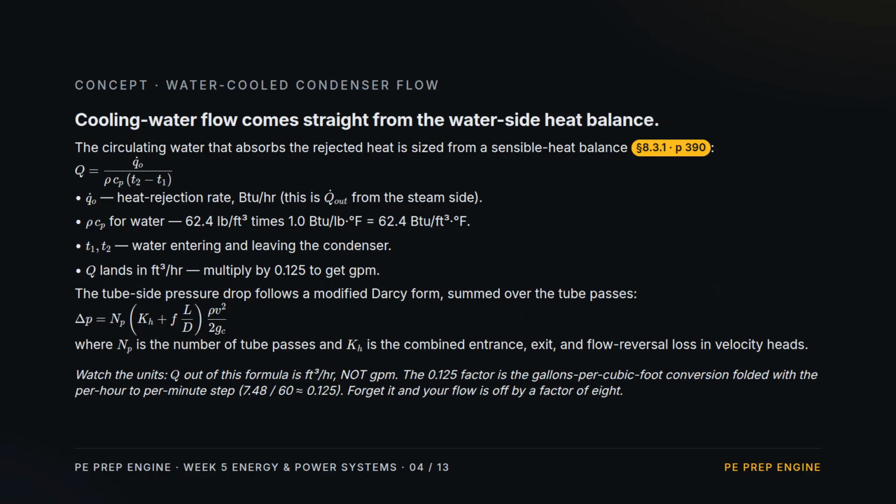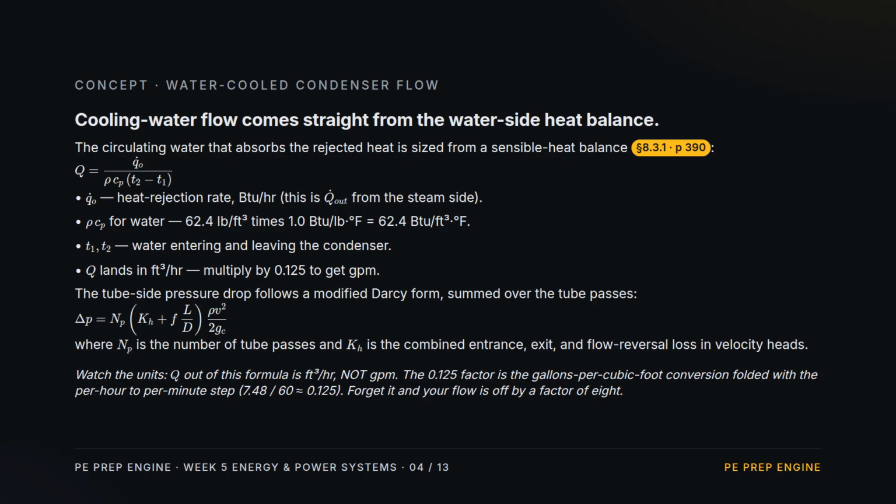Now the water side. The circulating water flow comes straight from a sensible heat balance. The heat rejected divided by water's density times specific heat times the temperature rise. The heat rejected here is the same number from the steam side.